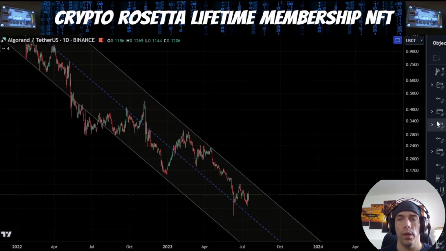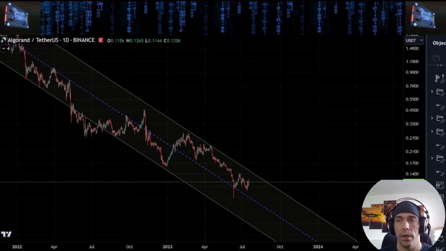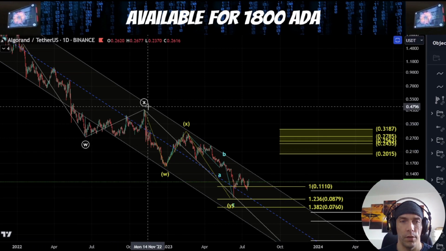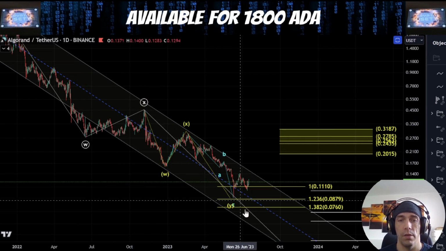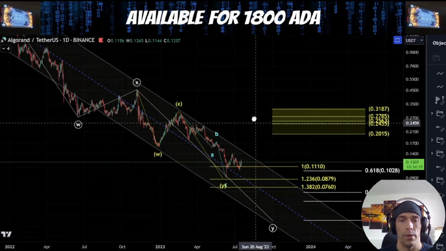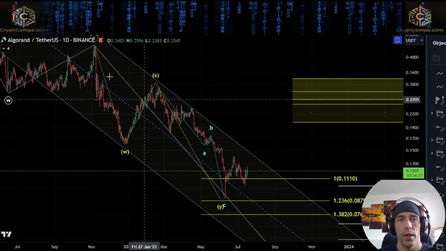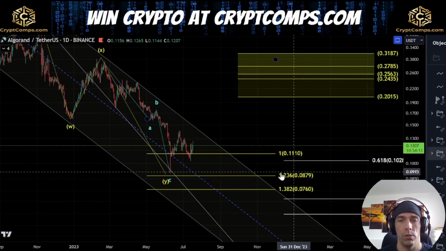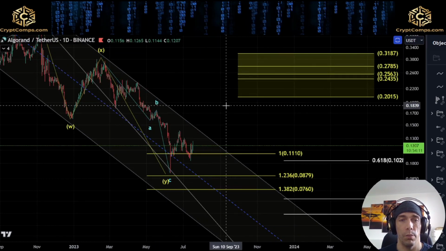Now we also need to be aware there is the potential that from further back here, what we could do is count this as a corrective structure, where this becomes W, this is X, and then what we're looking for is an ABC pattern for this Y wave. Now, what we do have here currently is we have this as a W, this is an X, and this is a Y. We've come down towards this 1, 2, 3, 6, and we've had a move to the upside.